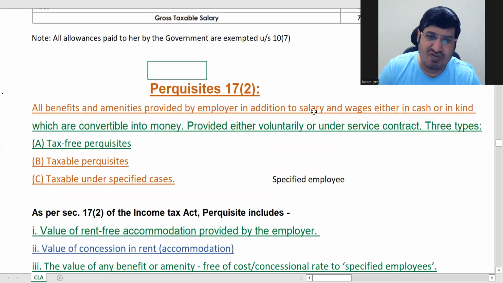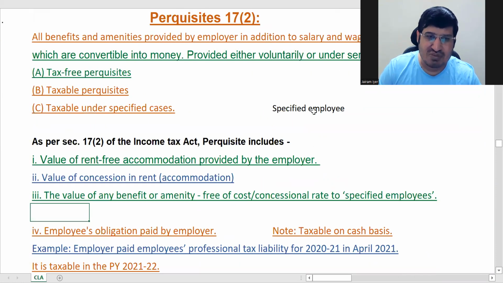So perquisites will always be anything other than your basic salary and your bonus, commission, fees, and your allowances. It will always be other than that. Right. So what is taxable under perquisites? The main thing we have seen so far is that we have an inclusive definition of perquisite.